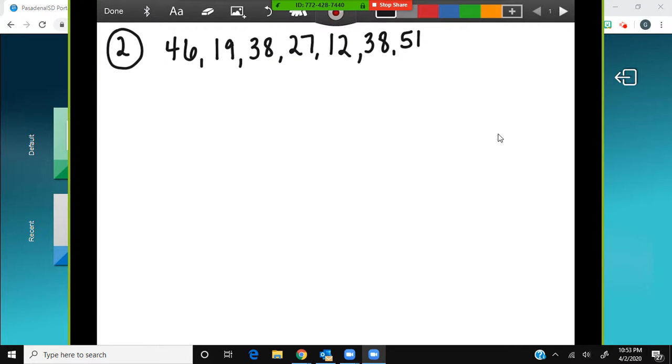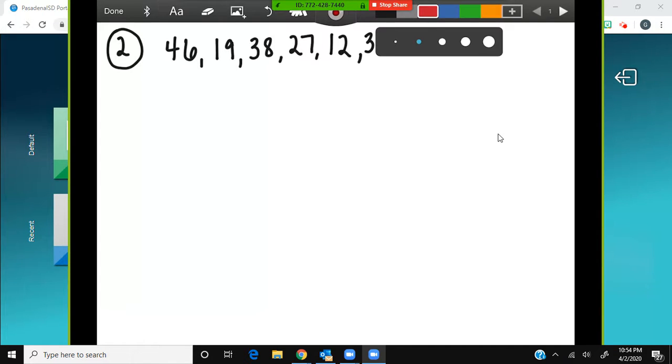Alright, so I'm going to be doing number 2 on box plots. So here are the numbers that you have for the problem. The first thing you always need to check for is the order. Did they put them in order for you already? If not, do you have to do it? Since we're starting with 46 and then going to 19, clearly we can see that they're not in order. So that's the first thing I'm going to do.